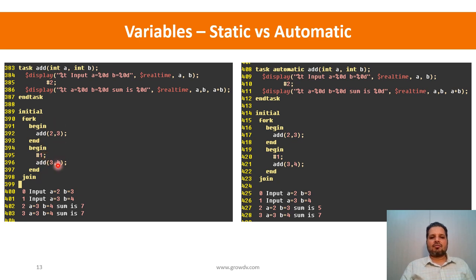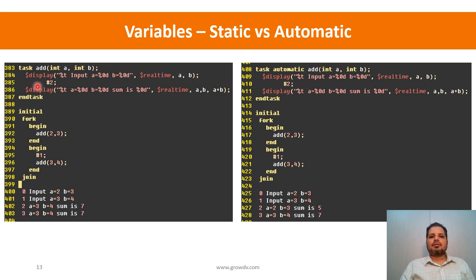Now let's understand what's happening. When this initial block executes, both of these will start in parallel. The call to this add task will come here, and this task will consume 2 units of time. I have called it, and it says at 0, input a equal to 2 and b equal to 3. Those are the arguments I passed, and it has received them successfully.